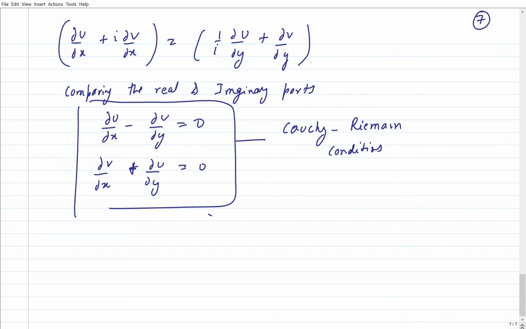And since there is no ambiguity when these conditions are met, a function satisfying these conditions is called analytic.